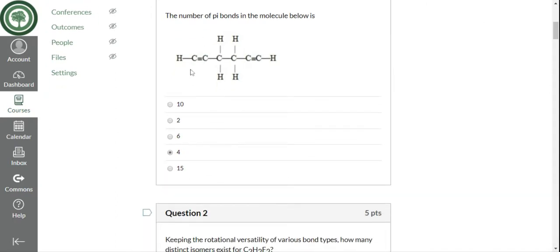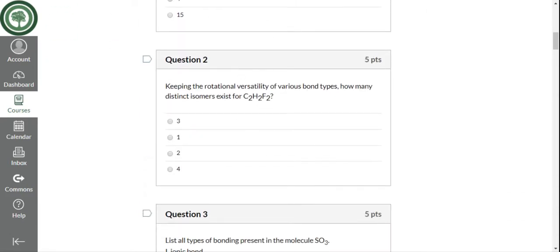If we wanted to know the number of sigma, we'd count 1, 2, 3, 4, 5, 6, 7, 8, 9, 10, 11, or maybe that was 10, I don't know. But again, you only have pi bonds for double and triple.